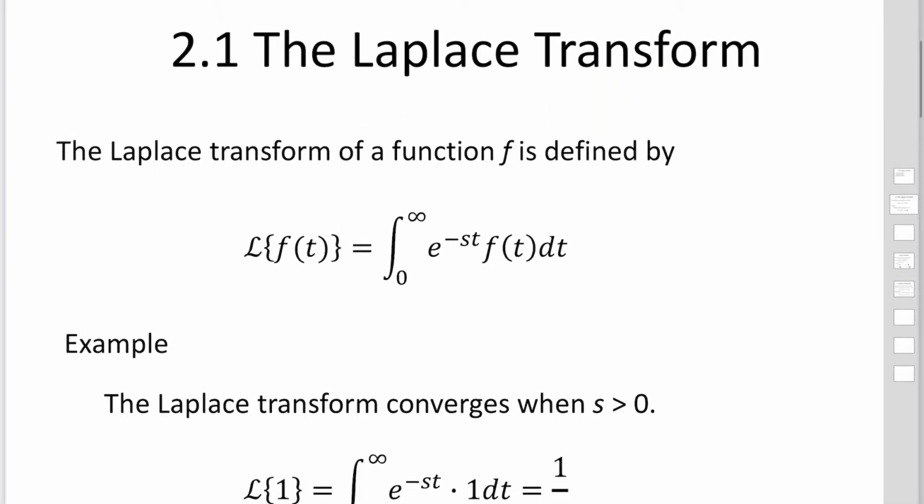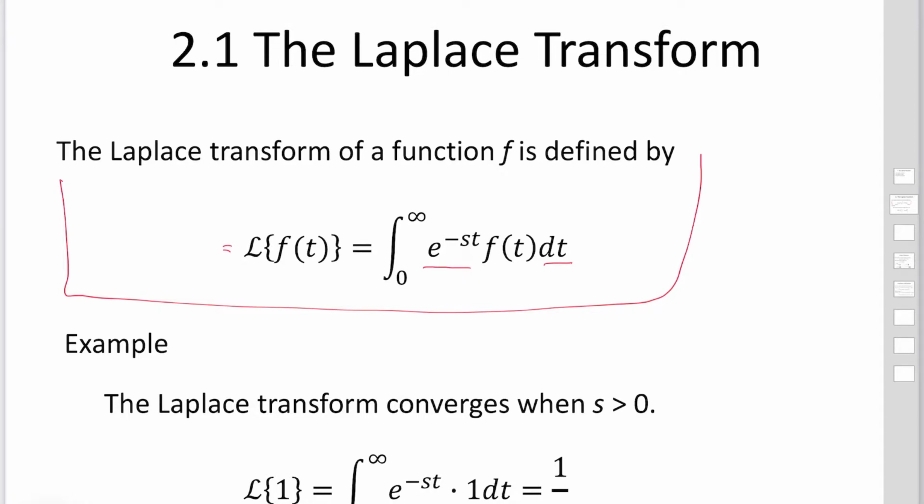In the first section, the Laplace transforms. Laplace transform of a function f is defined by these equations. Using these integral forms, we convert a function into another form of function by multiplying by the exponential minus st and integrating with respect to t. So the resulting function is a function of s, the Laplace transform of f(t).